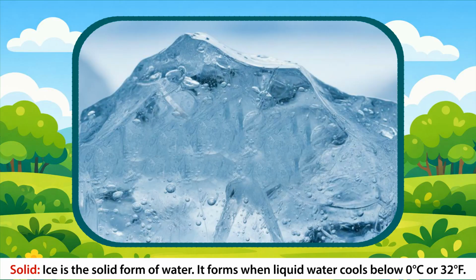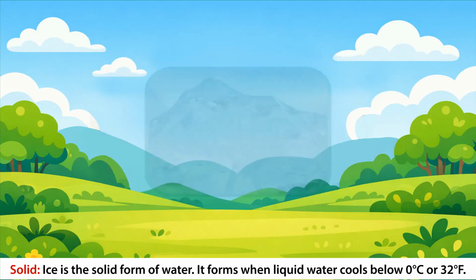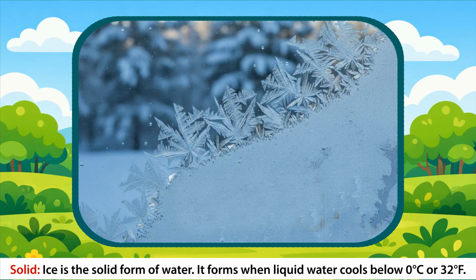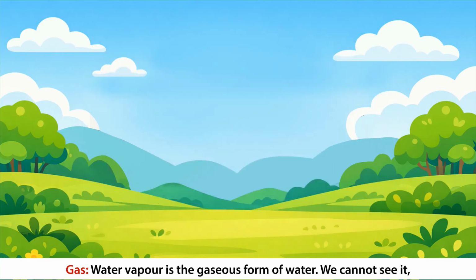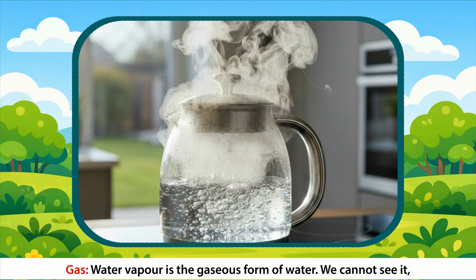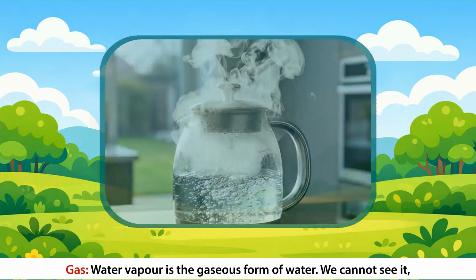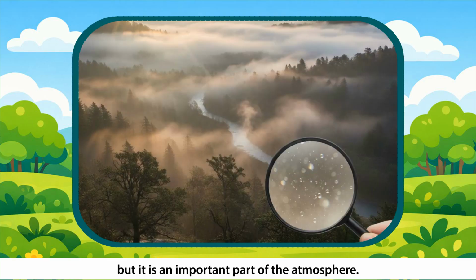Solid. Ice is the solid form of water. It forms when liquid water cools below 0 degrees Celsius or 32 degrees Fahrenheit. Gas. Water vapor is the gaseous form of water. We cannot see it, but it is an important part of the atmosphere.